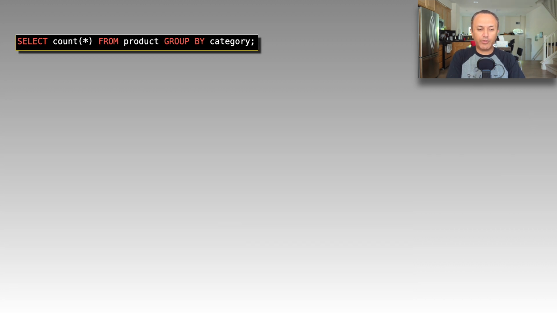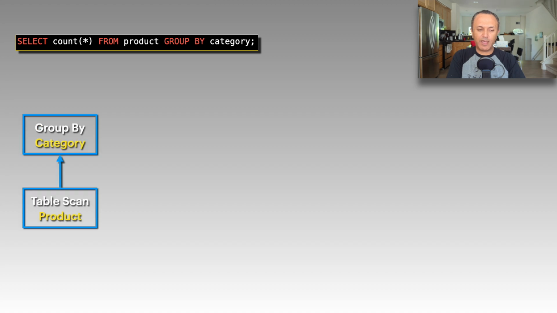So for a query with a group by, let's look at the plan. The plan looks something simple like this: a table scan followed by the group by aggregation. Let's say the table scan has 8,000 rows. Then what is the number of rows coming out of the group by? The number of rows coming out of the group by is the number of groups based on whatever you're grouping by. So in this example, we're grouping by the category column, right?